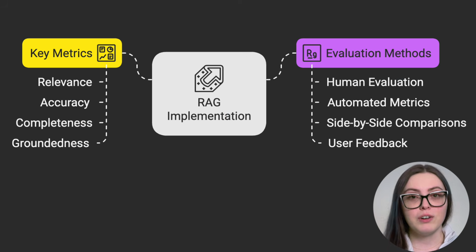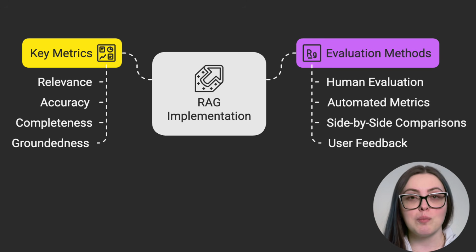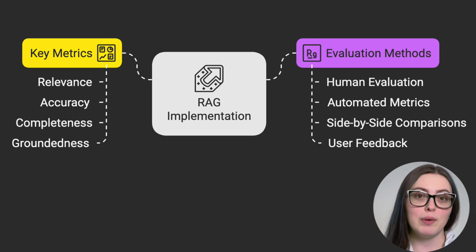Implementing RAG is an iterative process, and it requires ongoing evaluation. There are a couple of key metrics we need to always keep in mind with RAG. Relevance is understanding if the retrieved documents are relevant to the query. Accuracy is about checking whether the generated responses are factually correct. Completeness is about checking if responses address all aspects of the query. And groundedness is about verifying whether responses are supported by the retrieved context.